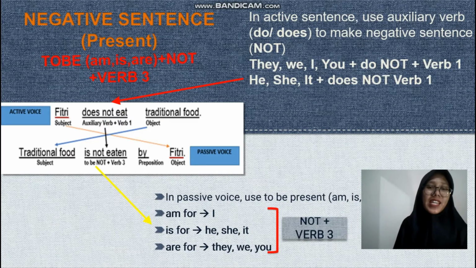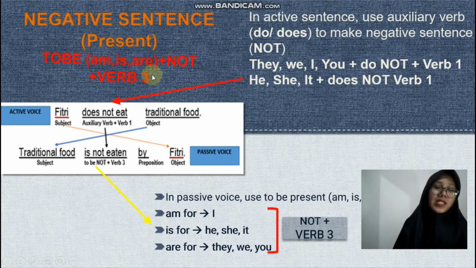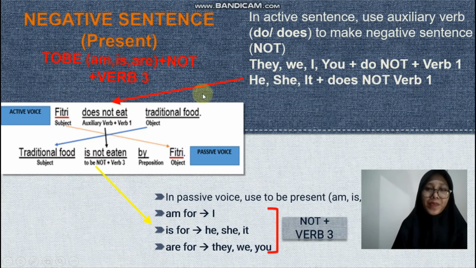We continue to the negative sentence in the present tense. Remember that the passive voice of the present is to be, am, is, are plus verb 3, because this is a negative sentence, so you use not here after to be. For example here, Fitri does not eat traditional food. In Indonesian language, Fitri tidak memakan makanan tradisional. So when you change it to passive voice, Fitri as the subject has to move behind the sentence as the object, and the traditional food as the object in active voice has to move in front of the sentence as the subject in a passive voice.